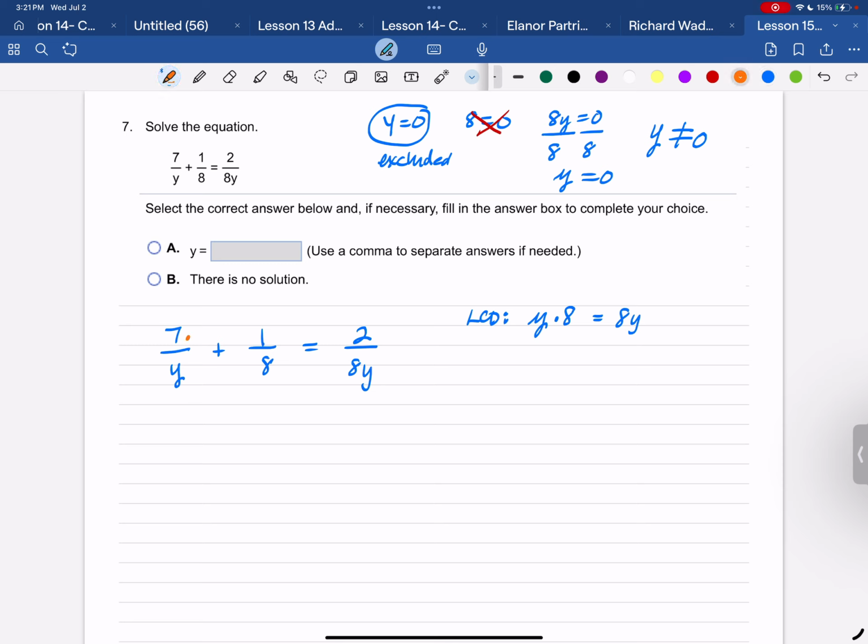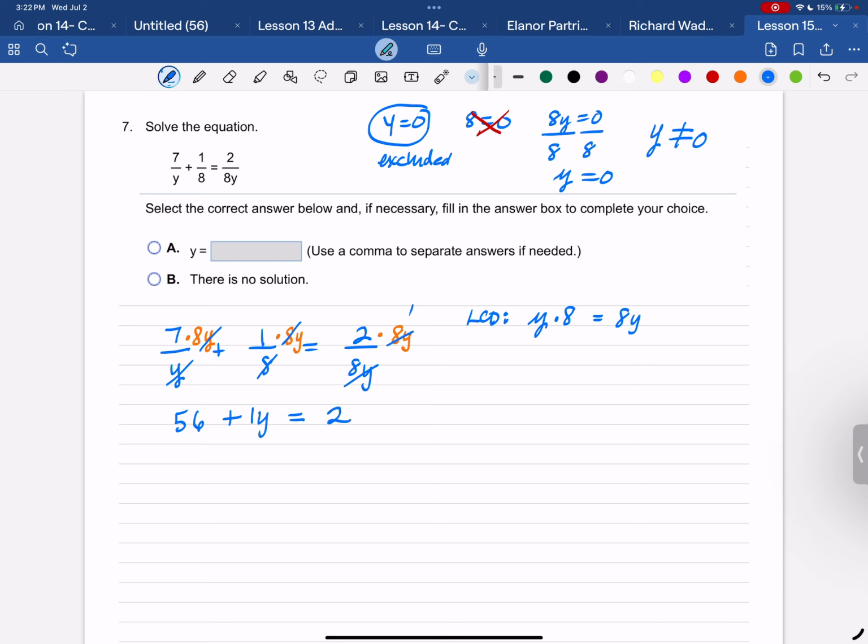So I'm going to multiply all terms by 8y. Make sure you align it with the numerator. And now I'm going to reduce where I can. In the first term, y goes into y, leaves a 1. 7 times 8 is 56. The second term, 8 goes into 8. So that's going to be a 1y. And you can put the 1 in front. That's perfectly fine. In the last term, 8y goes into 8y, leaves a 1. 2 times 1 is 2.